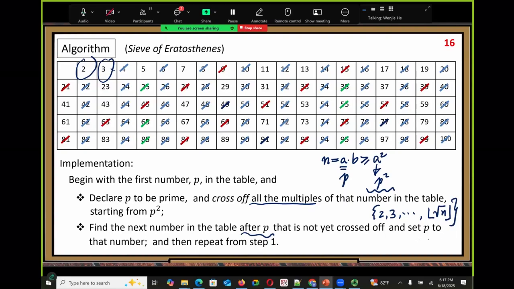After you finish processing the numbers in this range, you stop. Okay? All right. Then another thing.